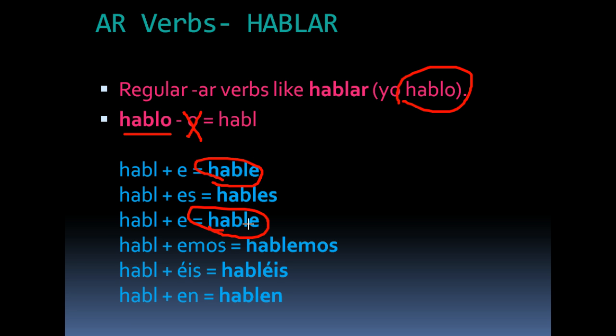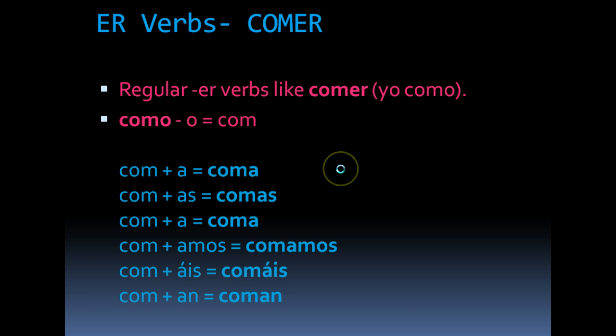How do we know the difference between those two? We have to use a clarifier. You're going to have to use yo or él, ella, usted to tell us who you're talking about. Muy bien. Vamos a ver.